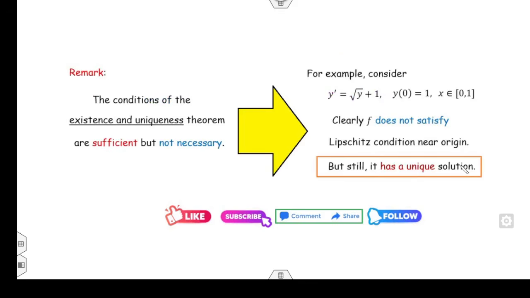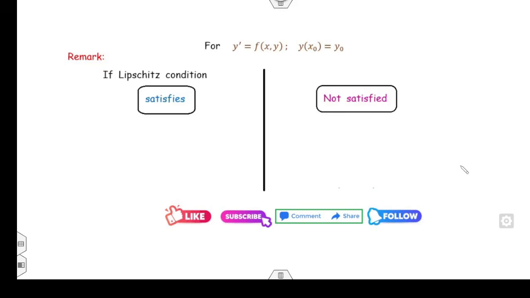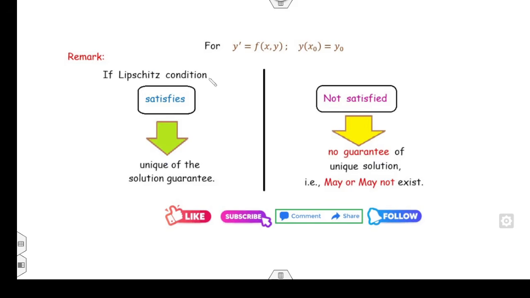Fine. Now, what is the conclusion about existence and uniqueness? Whenever the Lipschitz condition is satisfied, then definitely you will get the unique solution and that is guaranteed. However, when the Lipschitz condition is not satisfied, then there is no guarantee about the unique solution and it may or may not be unique. And how can you check the uniqueness? We can apply Picard's method. Picard's method will tell you whether the solution is unique or not.